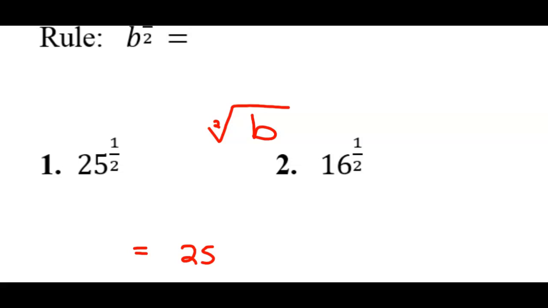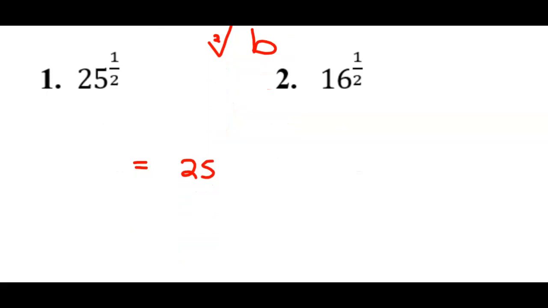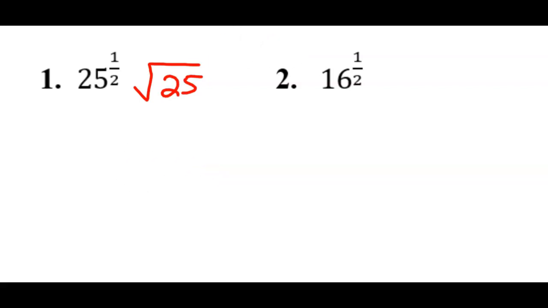Okay, so b to the 1/2 is equal to the square root of b, okay? Normally with that not there. So if that's true, 25 to the 1/2 is going to be equal to the square root of 25, right? So what is the square root of 25? 5. Right?